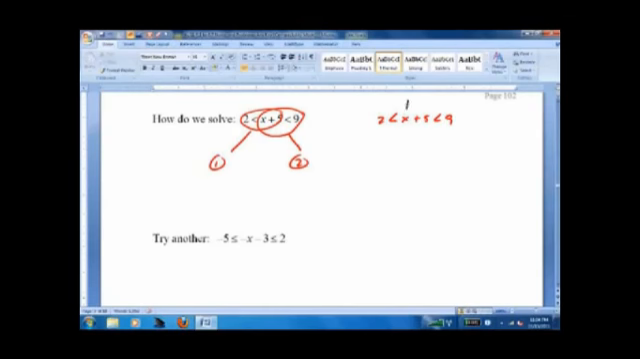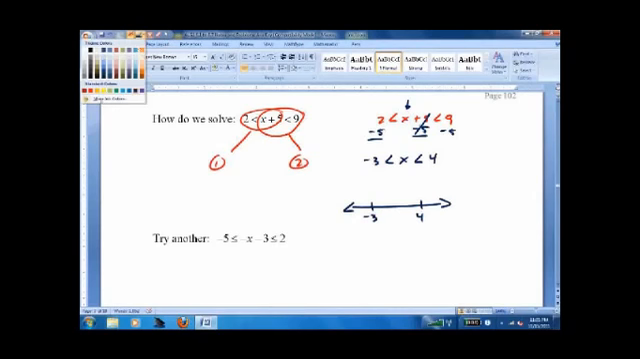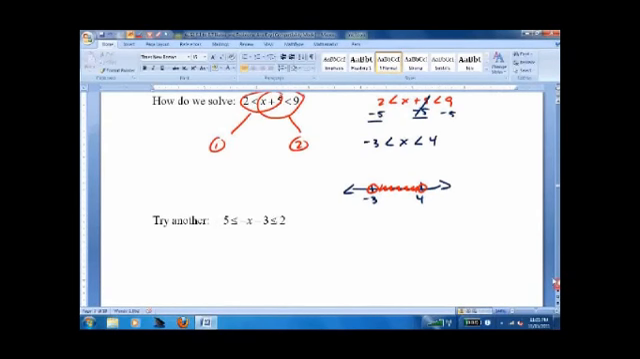Find the part with the variable. So that's the part with the variable, and isolate it. So get it alone. Subtract 5 from all, and this is going to cancel. This will get me -3 is less than x is less than 4. Graph it. -3, 4. There it is.